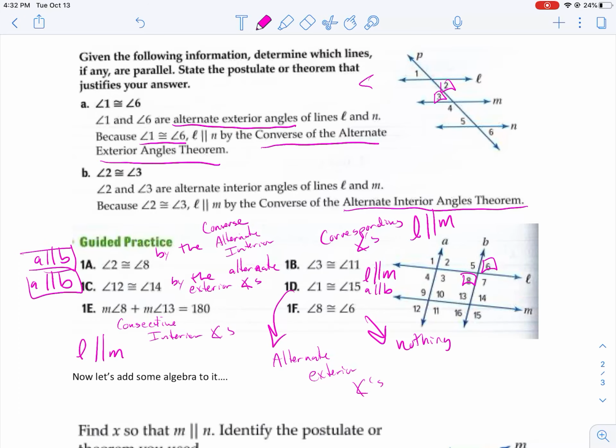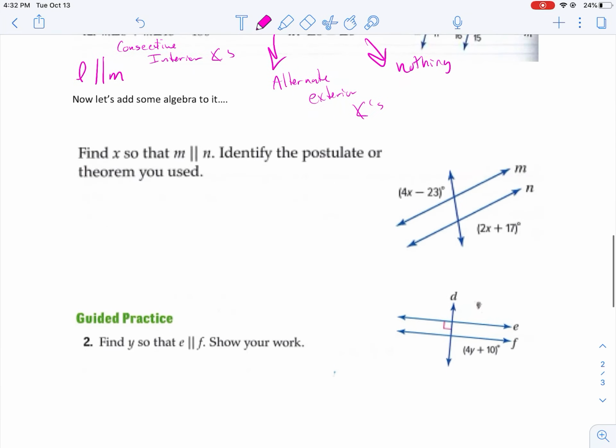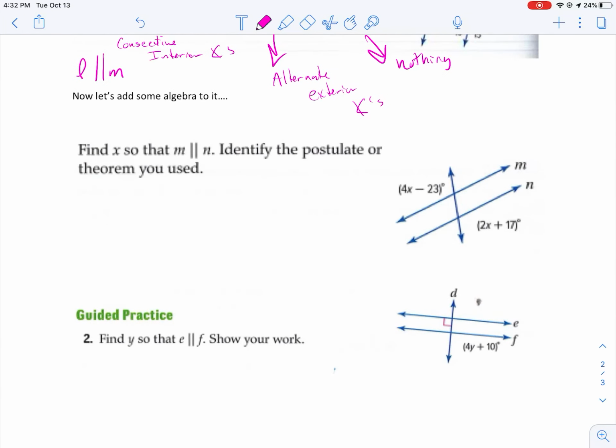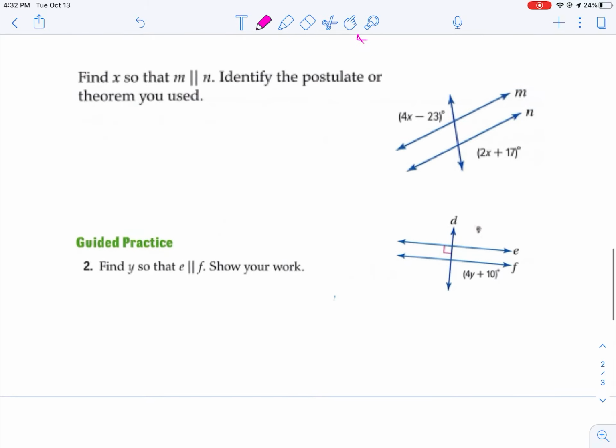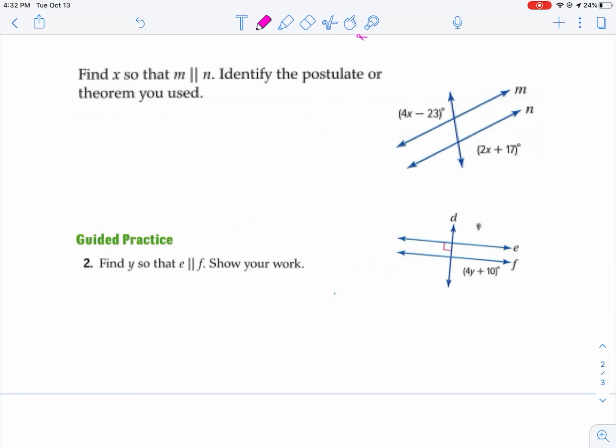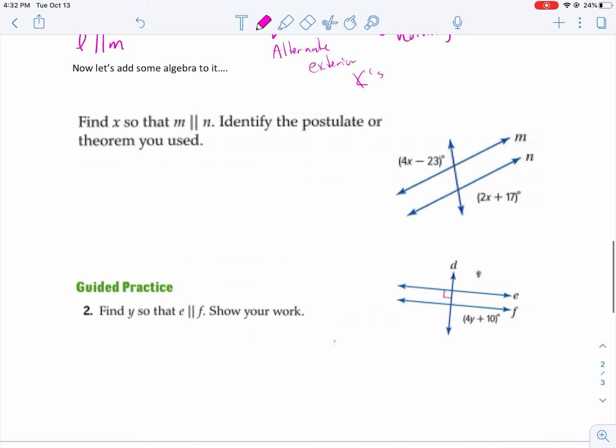All right. Let's get down to the nitty-gritty. So let's add some algebra to these. Find x so that M and N are parallel. Identify the postulate or theorem you used. Think about these things as just numbers, guys. They're just degree measures. We don't know what x is, but if we had a value for x, we could plug it in and find it out. But we don't. And so we're just going to go by what relationship those two angles have in order to find x.